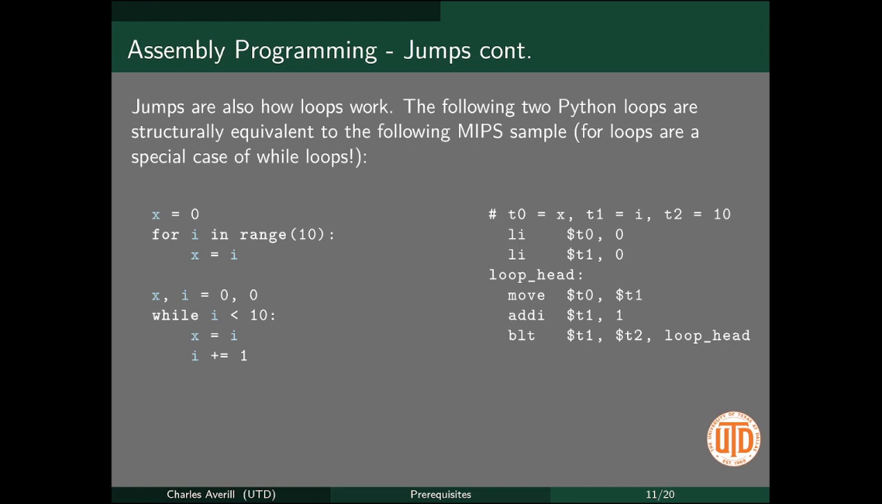And then we have another branch statement. This one says branch if less than, and it gives us the registers T1 and T2. So it's saying if I is less than 10, then jump to loop head. Again, this makes a lot of sense for the while loop, and if you think about it a little bit, it should make sense for the for loop as well. And then, once I equals 10, it's not going to branch, and it's going to fall through to whatever code comes after.